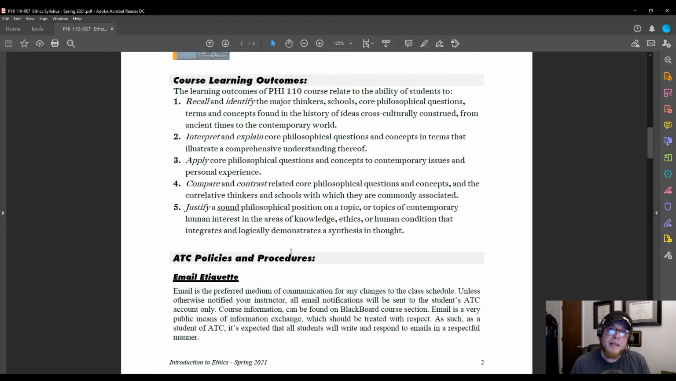And then finally, the fifth objective, I want you to justify a sound position on a topic or topics of contemporary human interest in the areas of knowledge, ethics, or human condition that integrates and logically demonstrates a synthesis in thought. You'll see this in your weekly analysis assignments that I'll talk about, so you'll have an opportunity to share your own take on some things. And there, I simply want you to back up what you're saying. So if you're going to say something, you really have two places where you can state your own views. One is in the discussion boards, and the other is in the weekly analysis assignments.